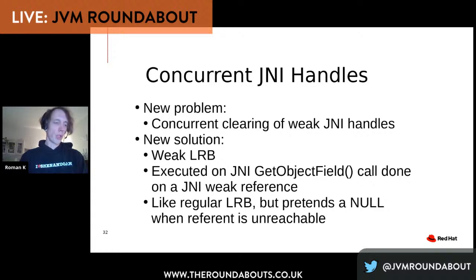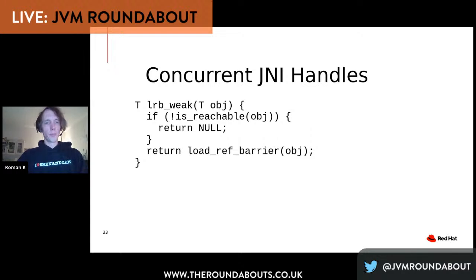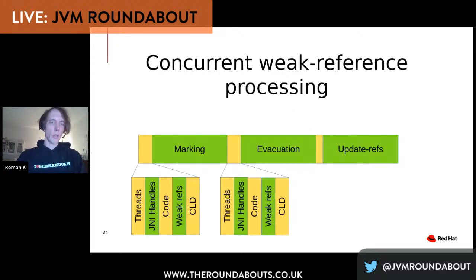It works pretty much like the regular load reference barrier, but it pretends a null value when the referent is actually unreachable. It looks like this. Basically checking if the object is marked here, and if it's not marked, then it simply returns null. This is all. We are going to need this later again for the weak references. I will talk about this now. So we handle the JNI handles. Now, weak references are another class of problem, which is kind of similar to this, but a bit more complicated.